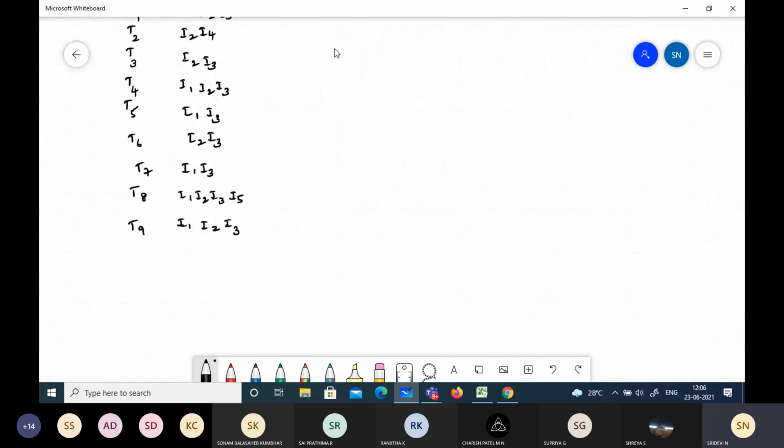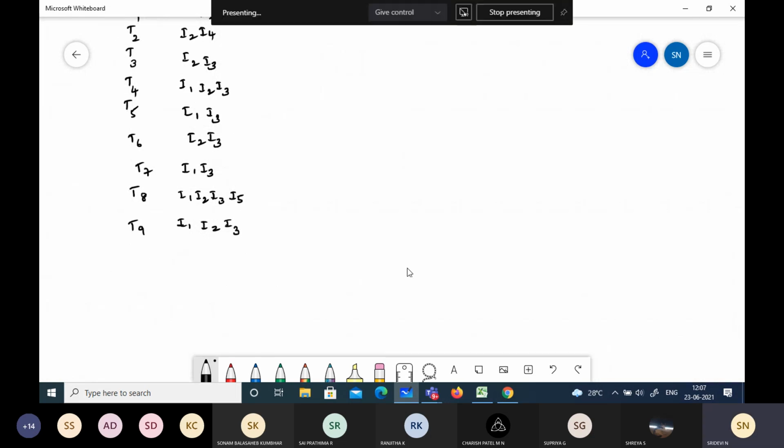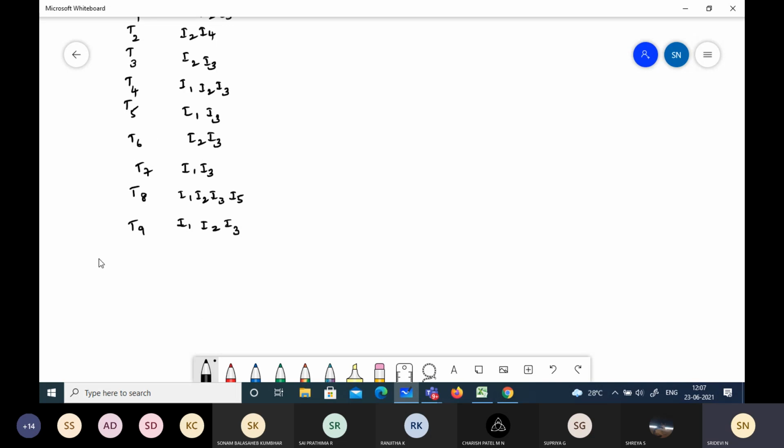So the first thing we'll do here is try to find the item set. We'll write down the item set and the support count. For this problem, we have the minimum support count equal to 2. So we have the support count and the item set. The items we have are I1, I2, I3, I4, and I5. Let's count and find out what's the count of I1.